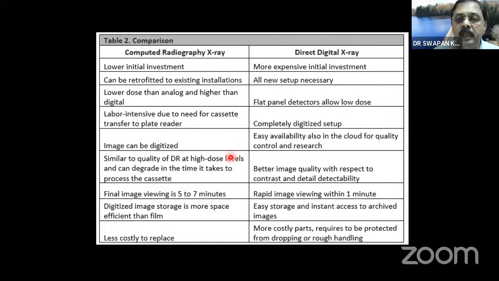So you can put it even in the cloud, and the image can be viewed in 5 to 7 minutes in computer radiography, and in digital it is within 1 minute. But computer radiography has some advantages also, as it is less expensive and the repair charge is also very low, but in digital X-ray it is more costly. So depending upon the financial compatibility, you must go either for computer radiography or digital radiography.